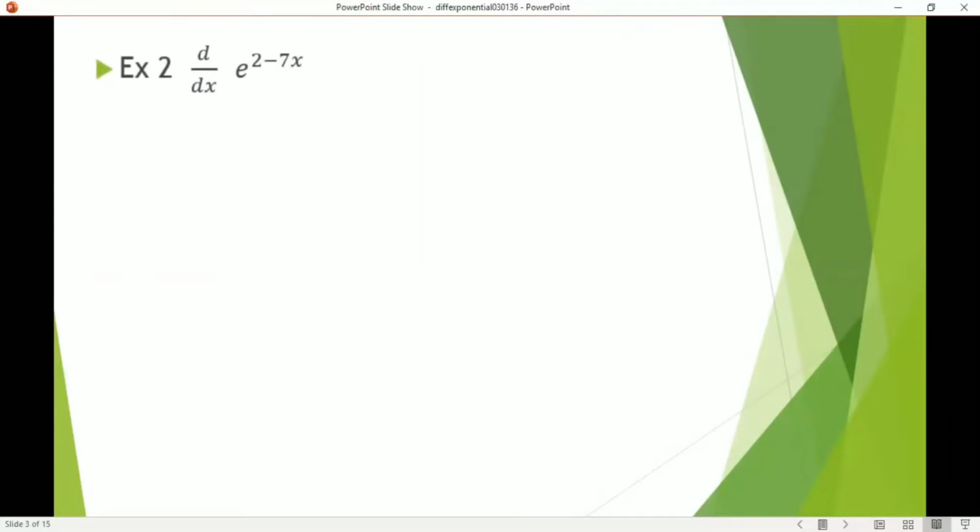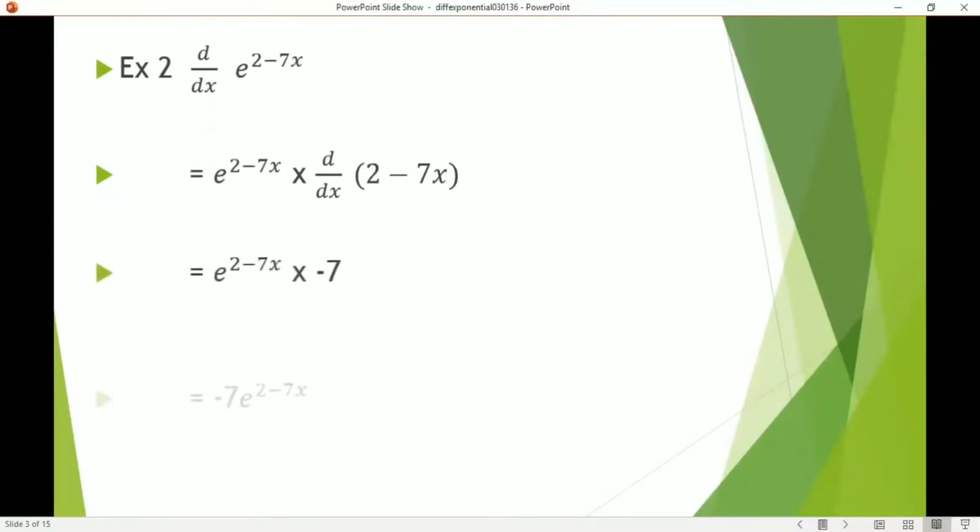Derivative of e to the power of 2 minus 7x. Here the power is 2 minus 7x. The answer is e to the power of 2 minus 7x multiplied by the derivative of 2 minus 7x. Derivative of a constant is 0, so derivative of 2 is 0, and derivative of minus 7x is minus 7. Final answer, minus 7 e to the power of 2 minus 7x.